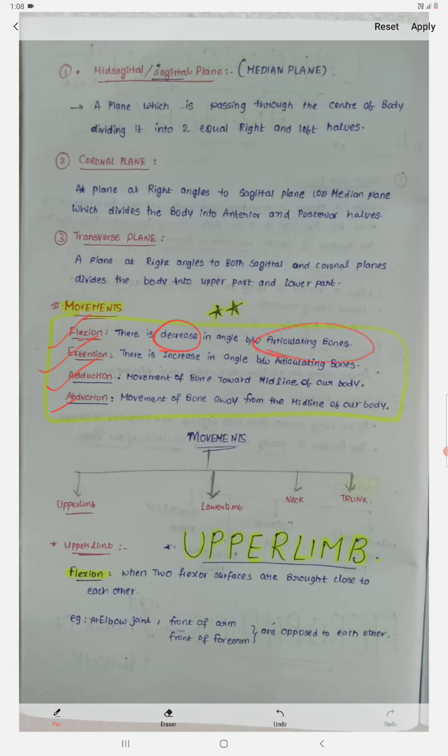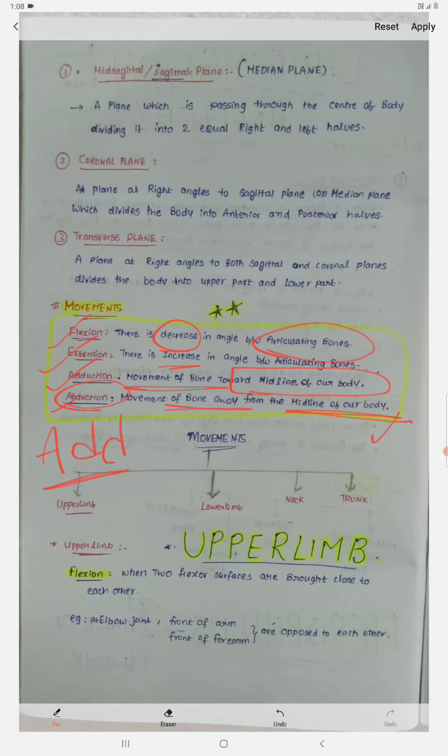And coming to the extension, definitely it is opposite to the flexion, so increase in the angle between the articulating bones. And adduction, adduction means adding. Okay, remember like this, adduction means add. Okay, adding to the body, which means the movement of the bone towards the midline of the body. Okay, and coming to the abduction, the movement of the bone away from the midline of the body.